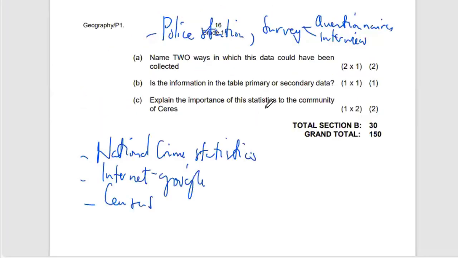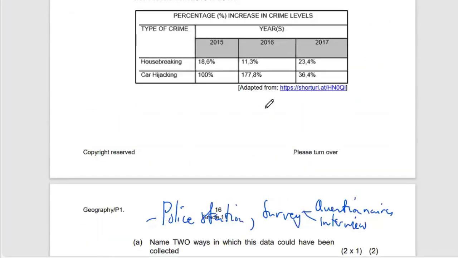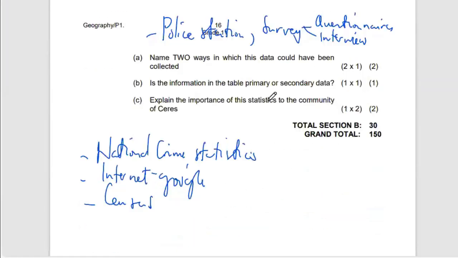Right. Then the next question is asking, is the information in the table primary or secondary? Is it primary or secondary? This is presented information. It's secondary. It's secondary information. Explain the importance of these statistics to the community. How is it important for the community to know about the statistics of crime in the area?